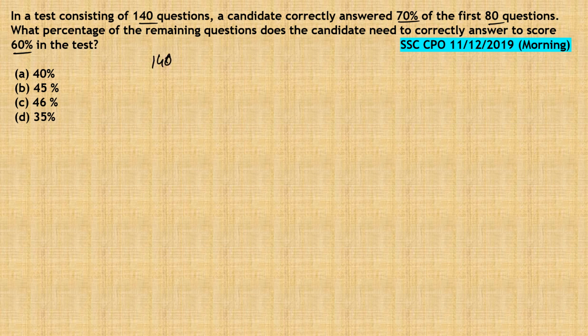140 are the total questions. He needs to get 60% correct. That is 60% of 140. He needs to answer 140 times 6 by 10, or 84 questions, correctly.